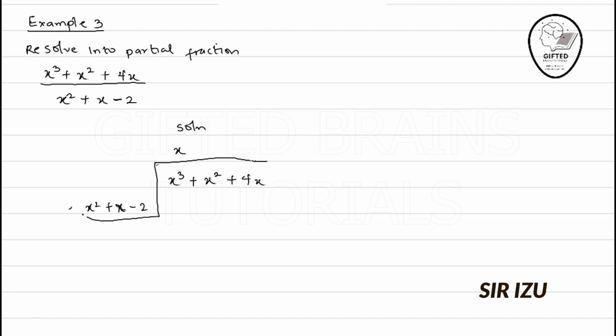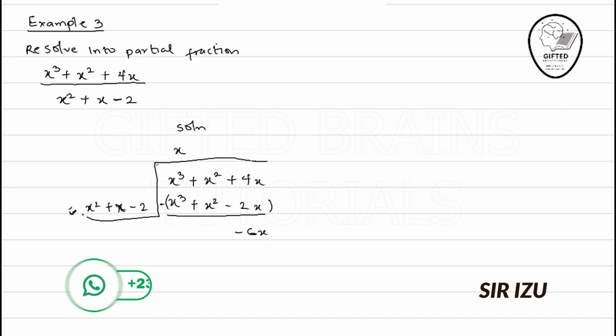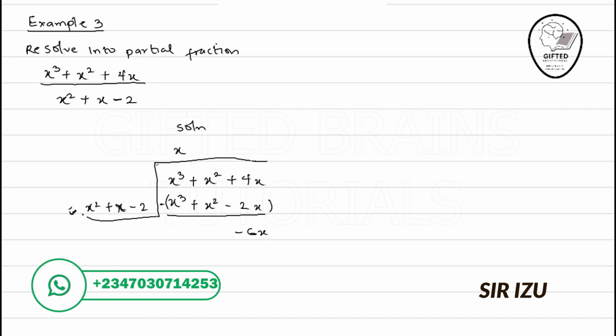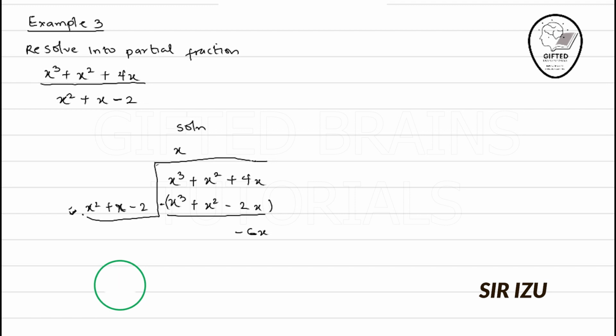And I will use this x I've gotten, this quotient x, to multiply everything in the denominator, which is what is here. So x times x squared will give me x cubed. x times x will give me x squared, and then x times minus 2 will give me minus 2x. So this is what I will have. And then the next thing I will do is to subtract what I have here from what is above. x cubed minus x cubed gives me 0. x squared minus x squared gives me 0. 4x minus minus 2x will give me 6x. So this is what is left.